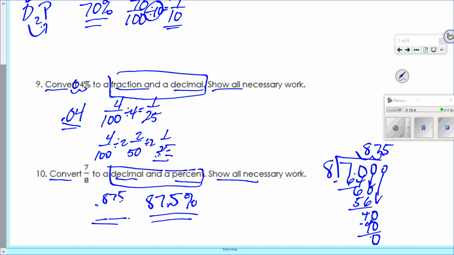Is it always going to be going 2 times to the right? Always, if I'm going decimal to percent. If I'm going percent to decimal, it's always 2 times to the left. Because percent, by definition, is out of 100.